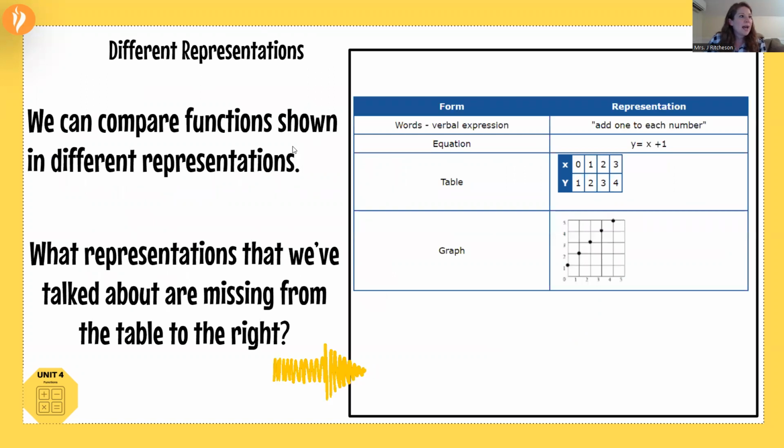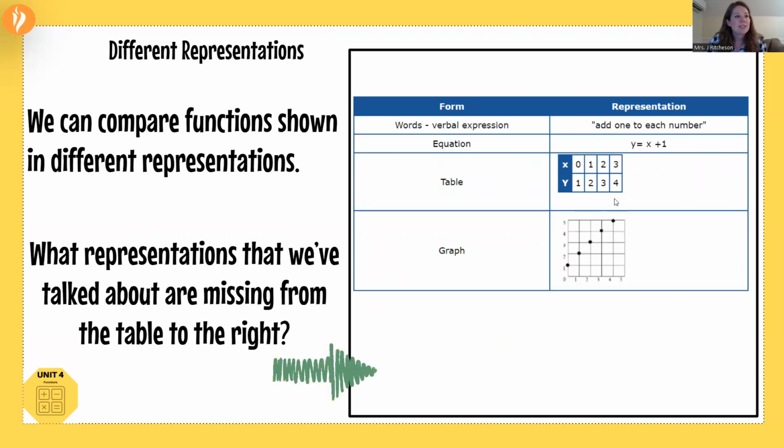All right, so here we have different representations of the same function. So here we have a verbal expression, add 1 to each number. Here we have an equation. You get the value of y by taking whatever x is and adding 1 to it. We can take that equation and turn it into a chart. So if x is 0, 0 plus 1 is 1. If x is 1, 1 plus 1 is 2. If x is 2, 2 plus 1 is 3. So these all represent the same thing.